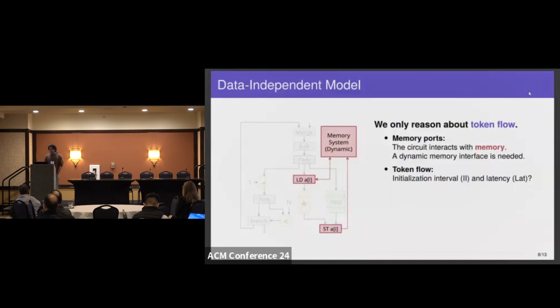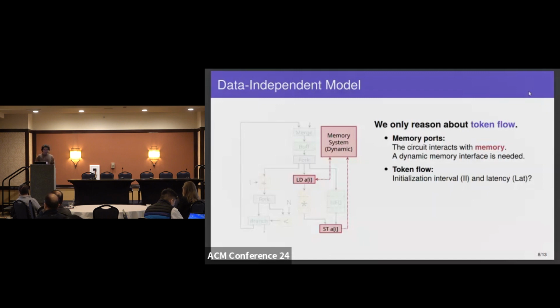So from the point of view of token flow, how can we reason about initialization interval, which means how often my circuit can take data, or latency, how long does it take for me to retrieve a value from the memory? To consider these things, are we going to try to model all possible values of the configuration of my memory? And also, are we really going to try to consider all possible interactions between the addresses? It is also infeasible. So the idea is the same as before.